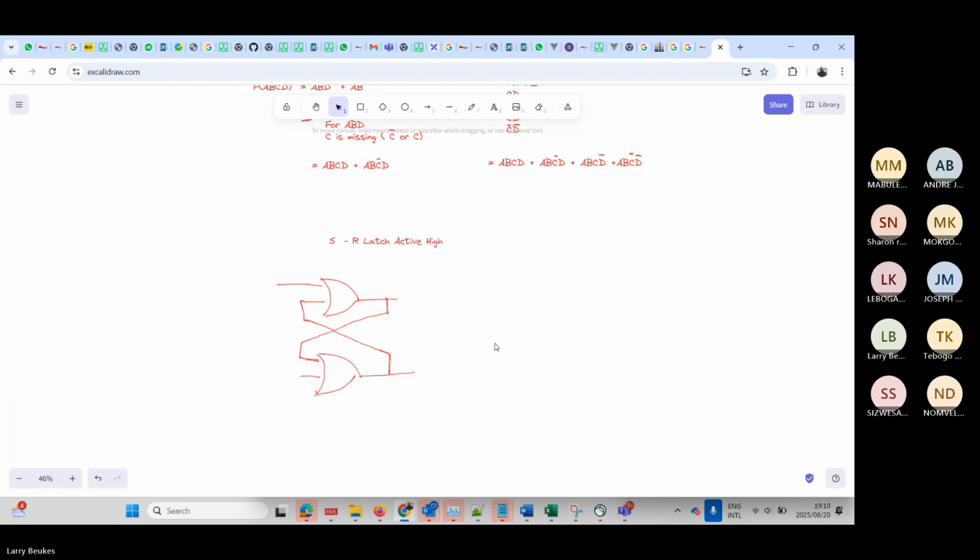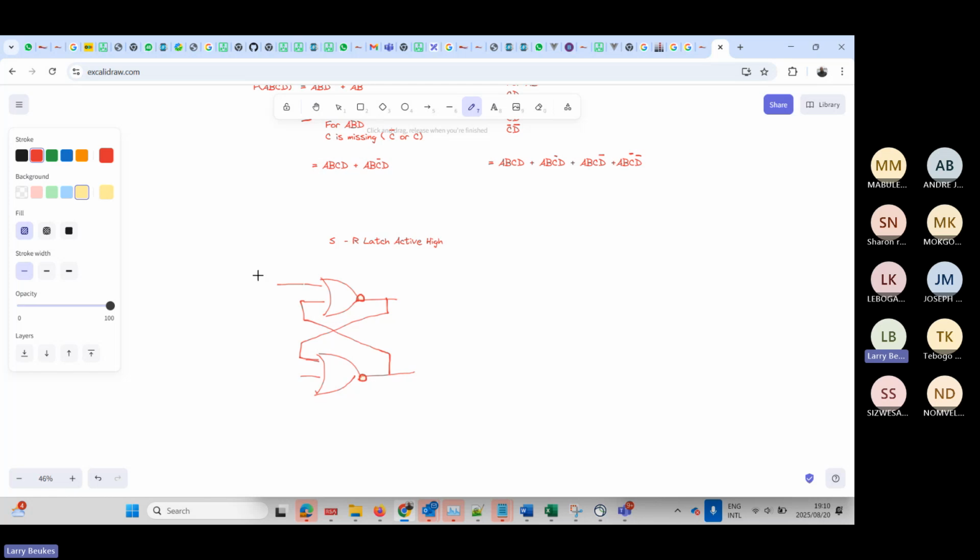With this one, sorry guys, it uses the NOR gates. Your R is here. Please guys, don't make these mistakes. Your R is here, your S is here. Then here you will have a Q and then a Q naught. So this one, we call it an active high SR latch because the normal condition is low.